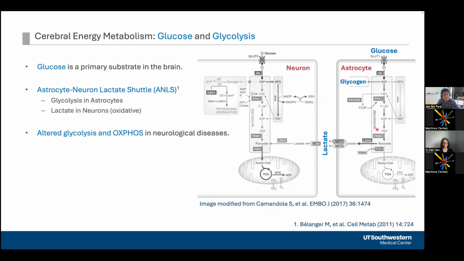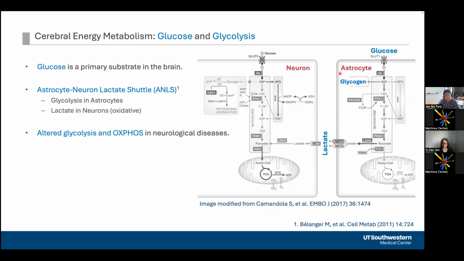For now, let me start with some very basics. Probably I'm the novice here, but in brain metabolism, glucose and glycolysis have been the main substrate and metabolic pathway for a long time. Conventionally, glucose has been the primary substrate in the brain. And for a long time, the astrocyte-neuron lactate shuttle has been the dominant theory for understanding cerebral energy metabolism.